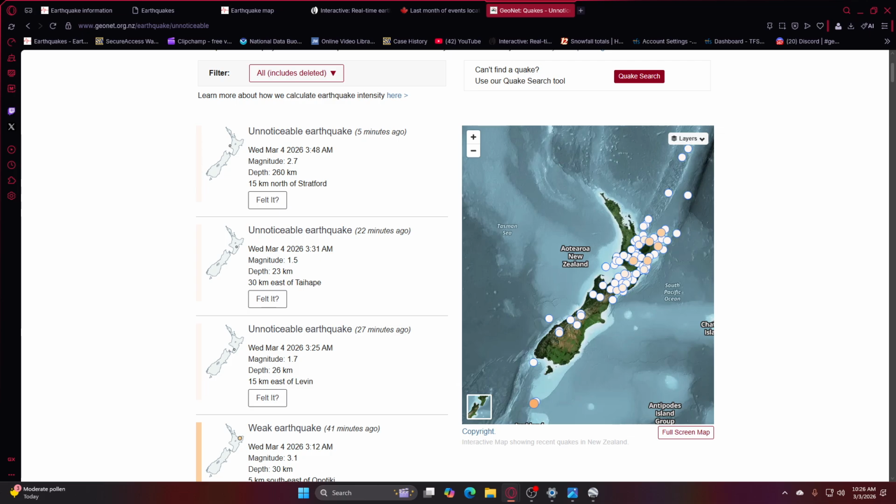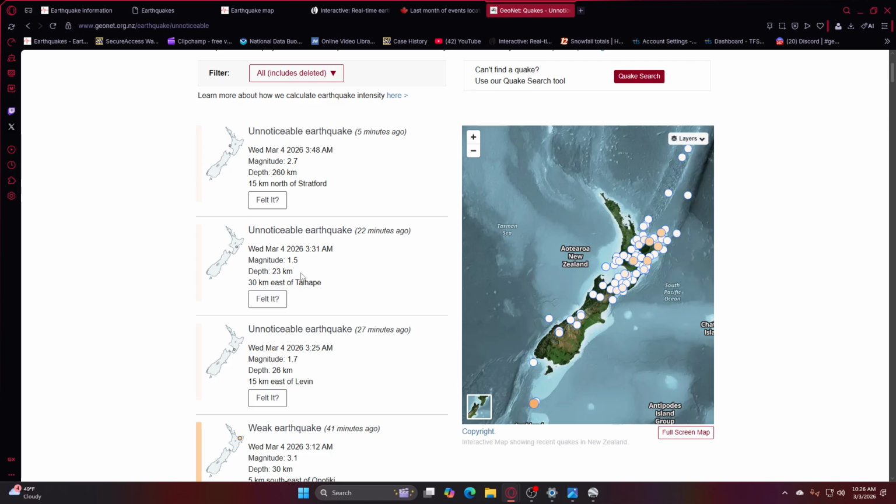Then a 4.2 northeast of Wakatani at 9:37 p.m. It was 33 kilometers in depth. There was a 3.3 northwest of Wanaka at 3:52 a.m. It was 5 kilometers in depth. Then a 2.9 north of Deroa at 7:31 p.m. It was 27 kilometers in depth. Now, these are the magnitudes that are given.